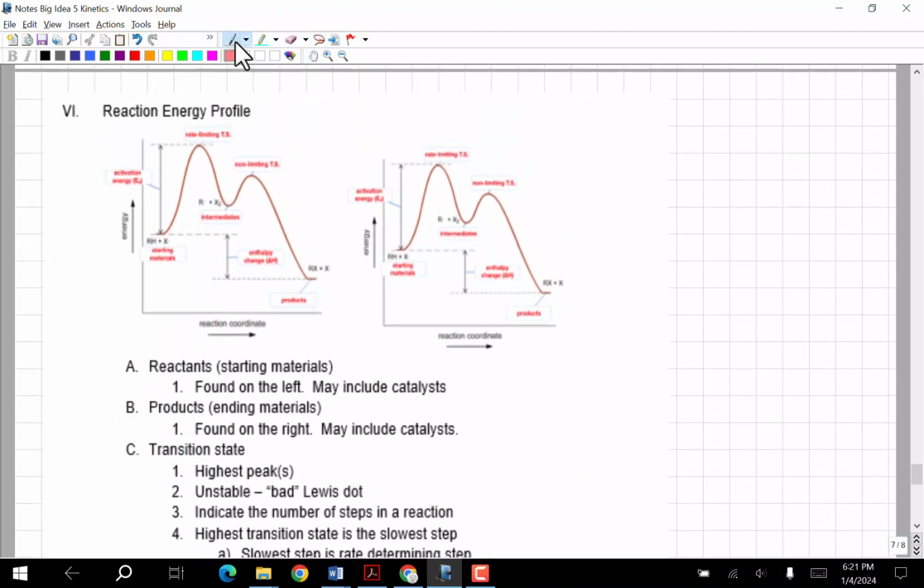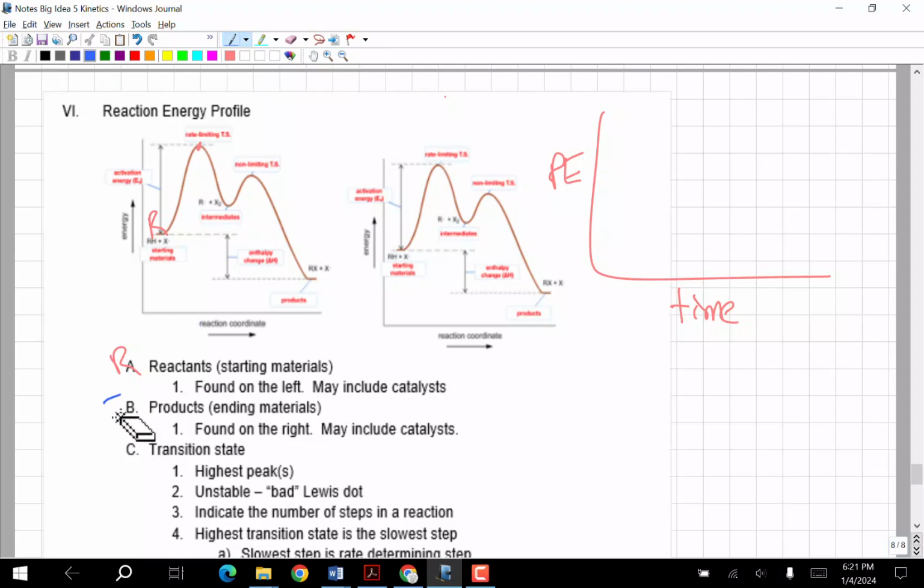So now our reaction energy profile. These are potential energy diagrams. This is PE, so it's energy, and this is typically labeled time or reaction coordinate, okay? So what has to happen here is this is my first intermediate. Reactants are the starting materials. They're found on the left. The products are the ending materials. They are on the right.